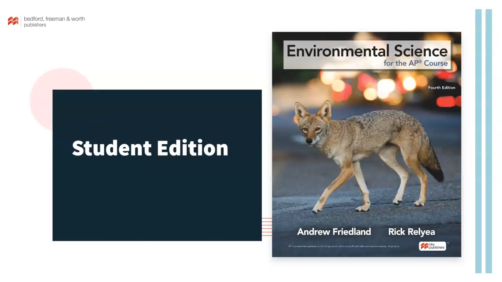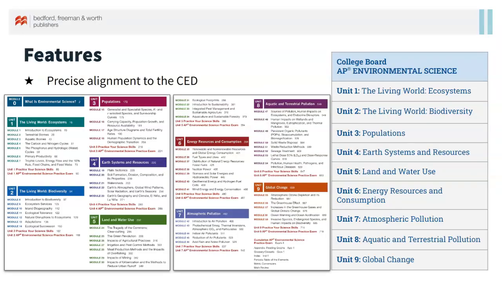Now, let's take a look at the student edition, available in both print and ebook formats. The 4th edition offers precise alignment to the CED. Here, you can see the 9 units of the course and the 9 units of the book, aligning perfectly with the scope and sequence of the AP course and exam description.